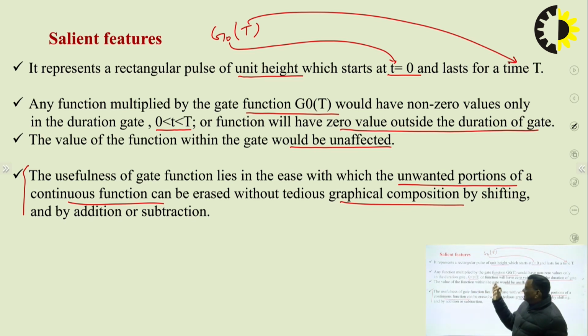So these are the salient features. It is a rectangular pulse of unit height, and any function multiplied by gate function will erase all the unwanted portion of the graph. So just take one example. Suppose we take this wave shape.